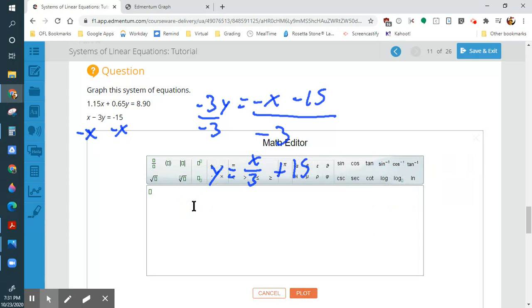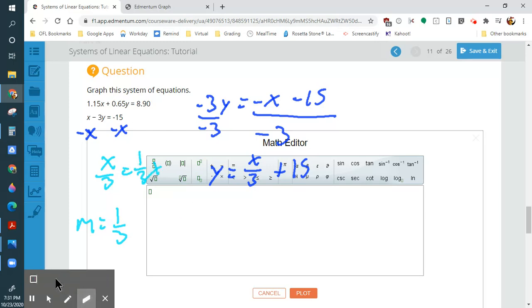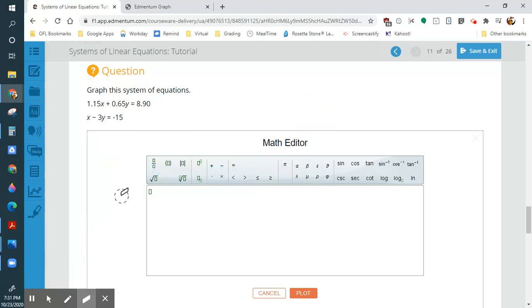It's going to be a very weird m, because our m is essentially 1/3, because x over 3 is the same thing as 1/3 x. So it's a very weird one. So what we're going to do here is, oops, I got rid of everything. Luckily, I remember what it is. And you guys could just rewind if you're watching at home. Y equals x over 3 plus 15.